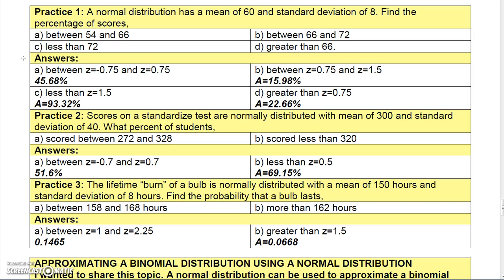Freeze the video and take a look at these practice problems, and then you can work these on your own. And once again, make sure you know which z table you're going to use to look up the z numbers.